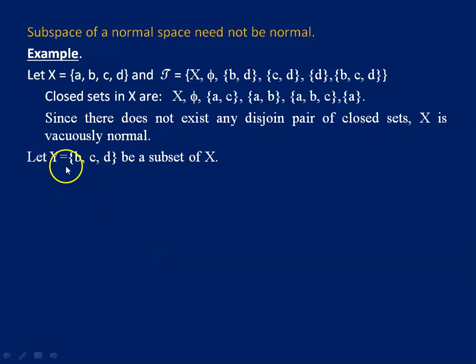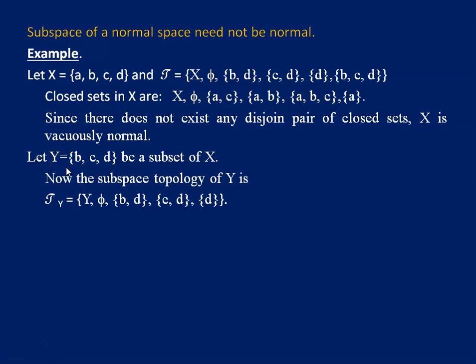Let Y is equal to {B, C, D} be a subset of X. Since Y is a subset of X, Y is having subspace topology on it. Now the subspace topology on Y is tau Y is equal to {Y, empty set, {B, D}, {C, D}, and the singleton set {D}}.